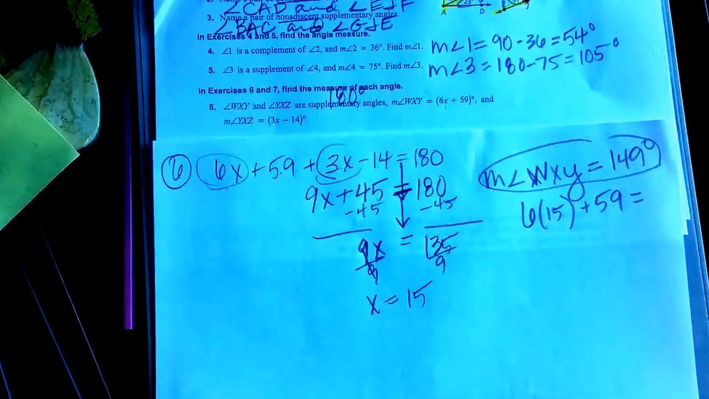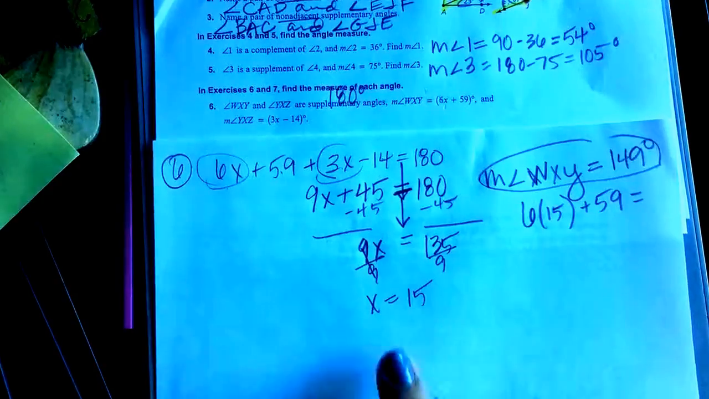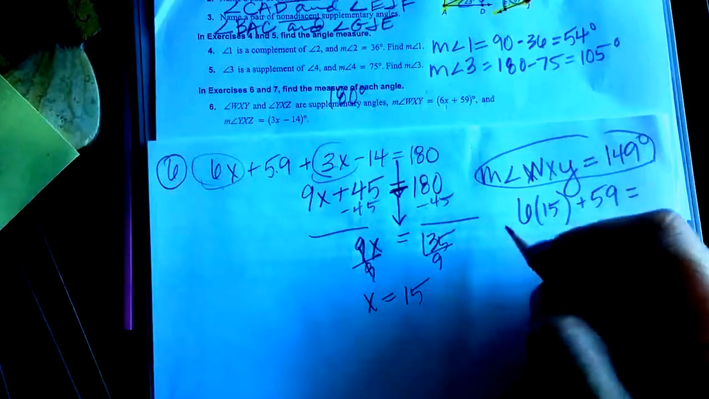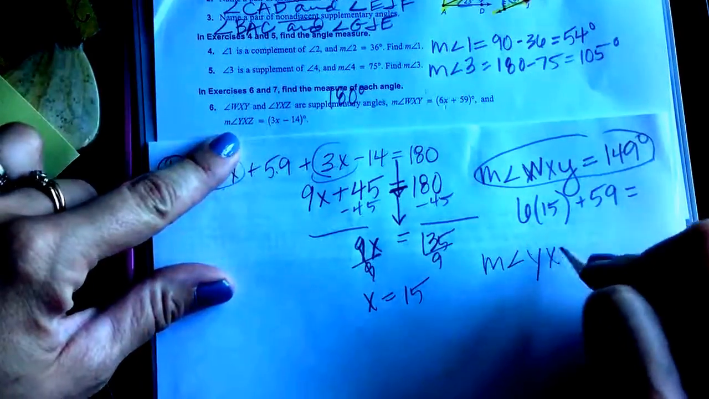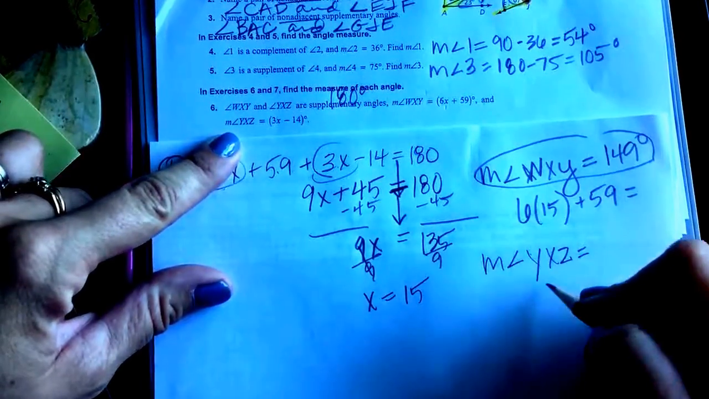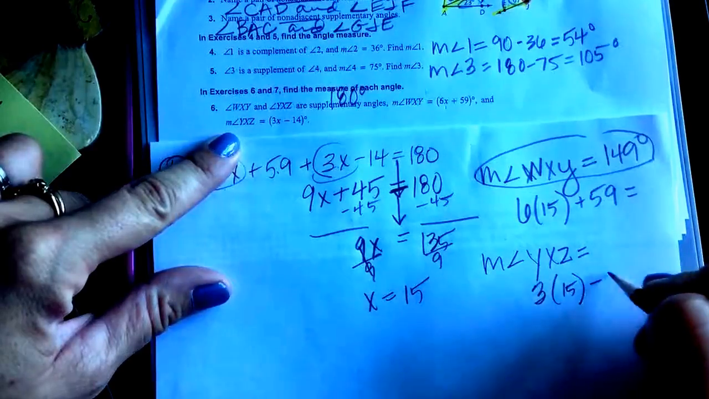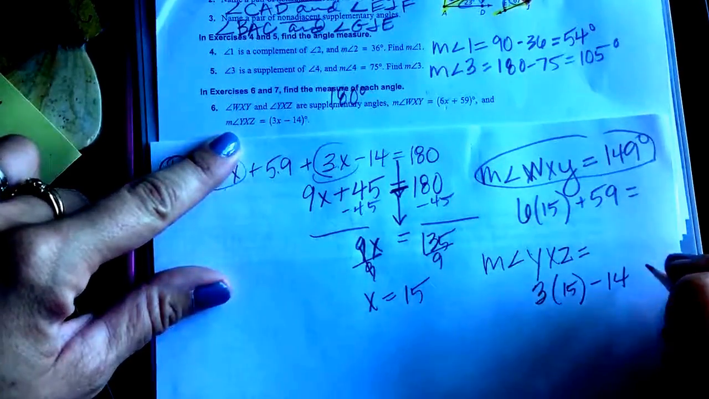Still number 6. Once we have x is 15, we have to go back and find the angles. Watch for this on your test too. You'll have to do the same. And then YXZ is 3 times 15 minus 14. So that's actually going to be 41.